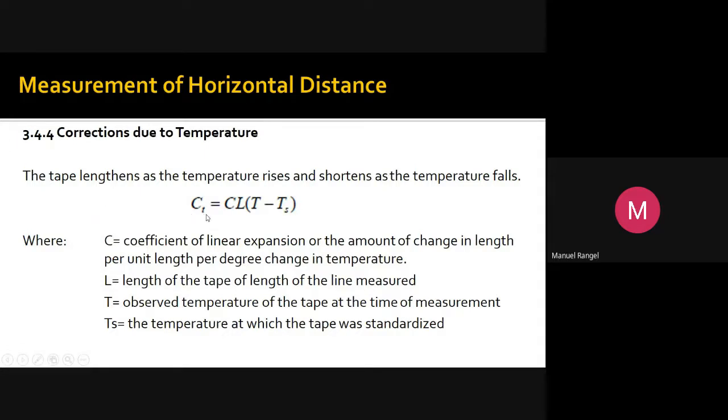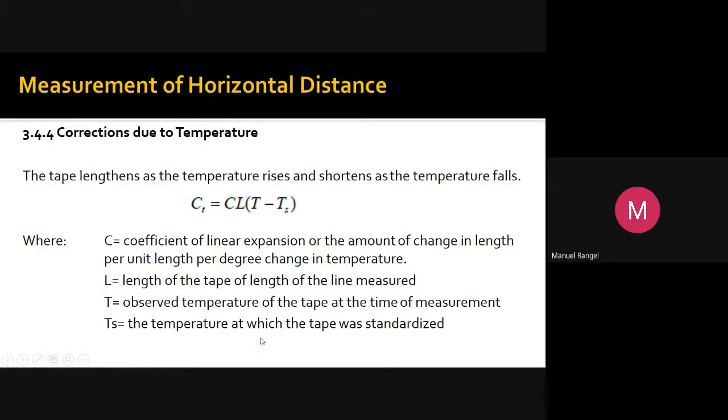So the correction due to temperature, Ct, is equal to C times L multiplied by T minus Ts. Where C is the coefficient of linear expansion, or the amount of change in length per unit length per degree change in temperature. Then L is the length of the tape or length of the line measured. And T is the observed temperature of the tape at time of measurement, and the Ts is the temperature at which the tape was standardized.